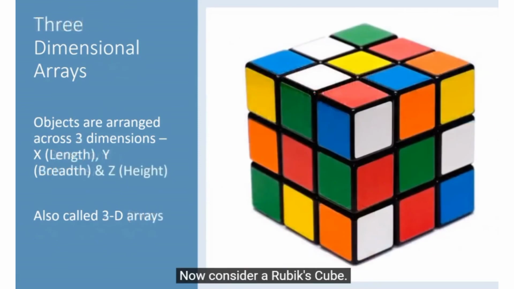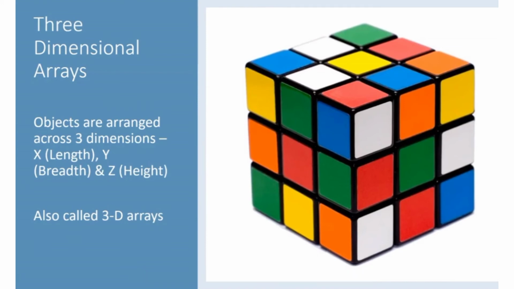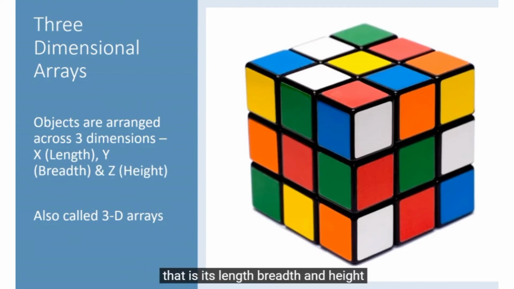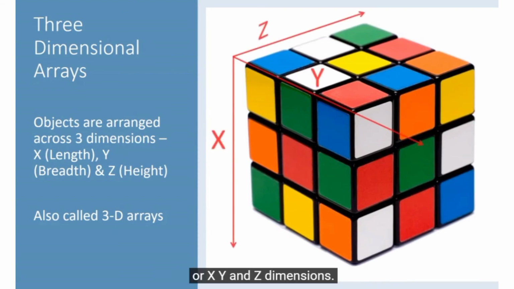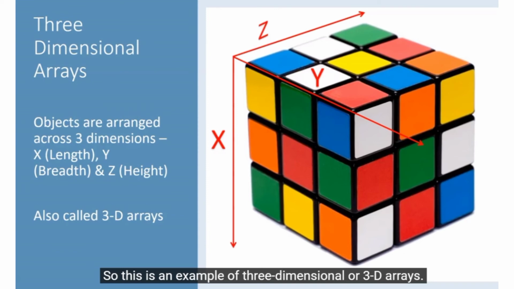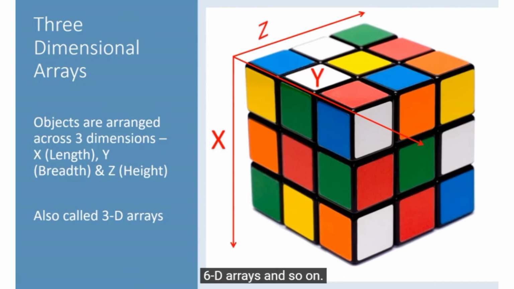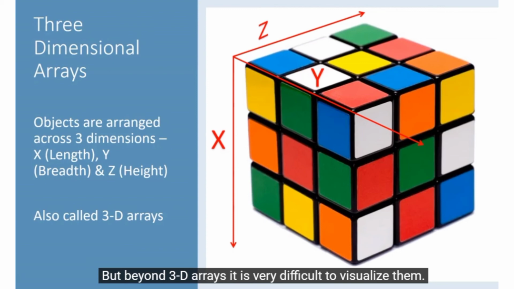Now consider a Rubik's Cube. In a Rubik's Cube, the colors are arranged across the three dimensions of the cube, that is, its length, breadth, and height, or x, y, and z dimensions. So this is an example of three-dimensional or 3D arrays. Theoretically, you can have even higher dimensional 4D, 5D, 6D arrays and so on. But beyond 3D arrays, it is very difficult to visualize them.